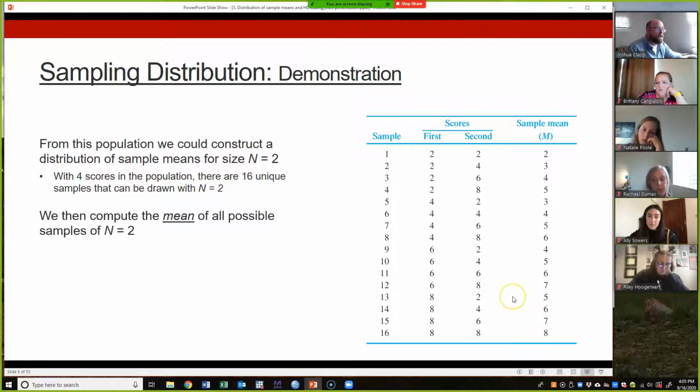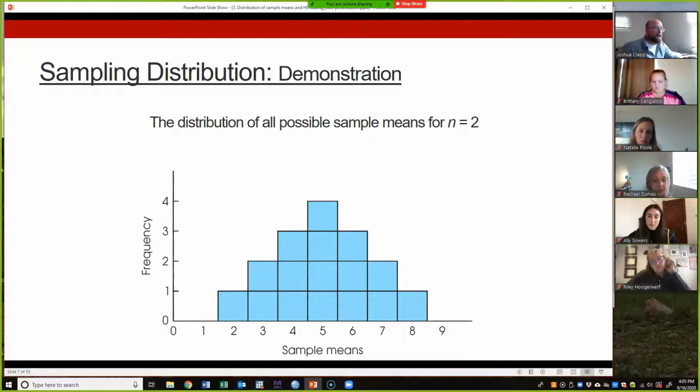Okay, and so what we've done in a very, very small way is we've created the sampling distribution for this population of 4 scores of sample size 2. And this is all the possible scores that we can get. We've gone through, we've drawn all our samples, we've calculated a mean, and then what we can do is we can plot those out, okay?